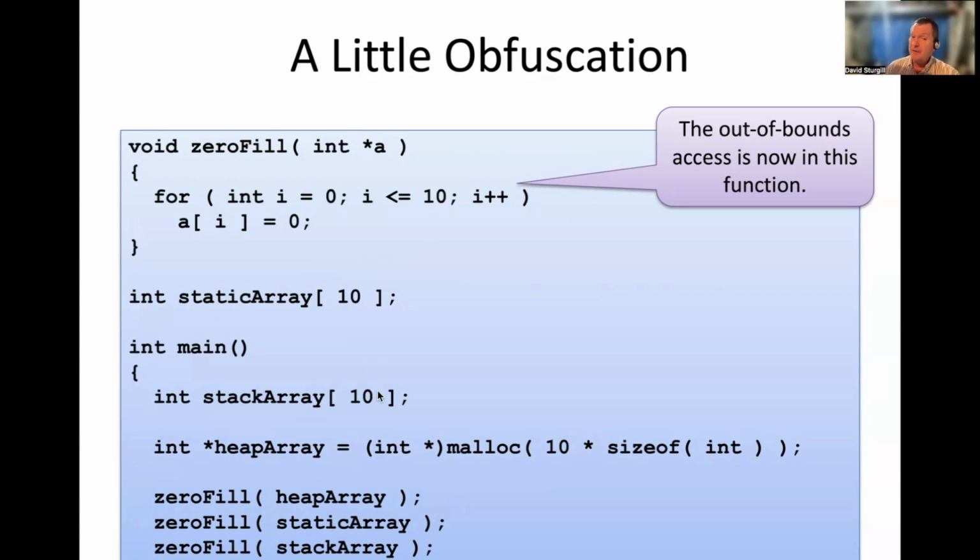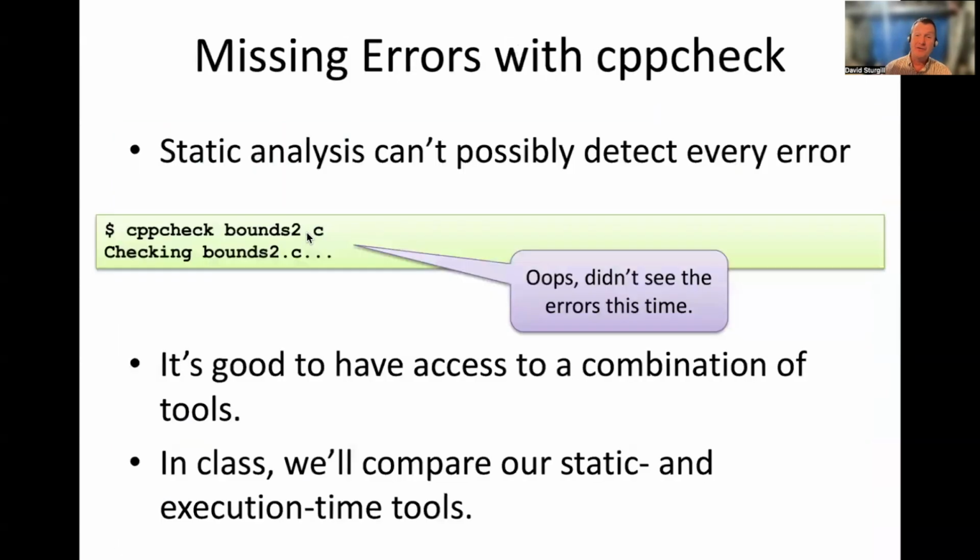But I make three 10-element arrays, and then I pass each of those arrays to this function. And so instead of having the code right here that's got the error, it's kind of hidden up in this function. And unfortunately, that's enough to fool cppcheck. If I run that on this slightly modified program, it will miss this error.